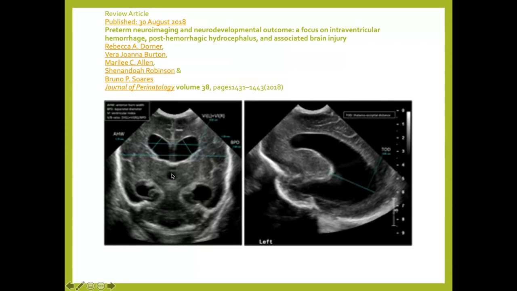This is the third ventricle, which is also enlarged. What would you say is wrong with this child? Anybody? They have hydrocephalus. Right. And this was actually a preterm with some post-hemorrhagic hydrocephalus.